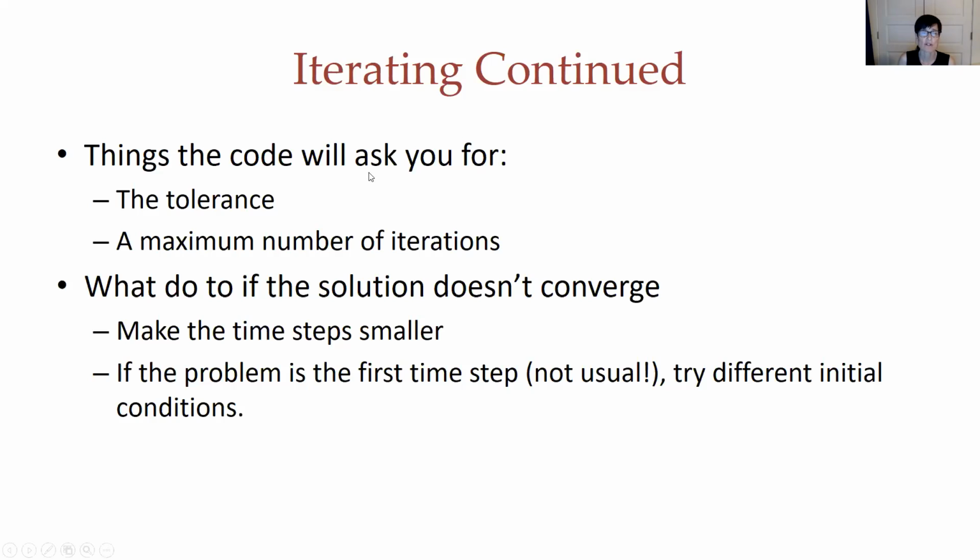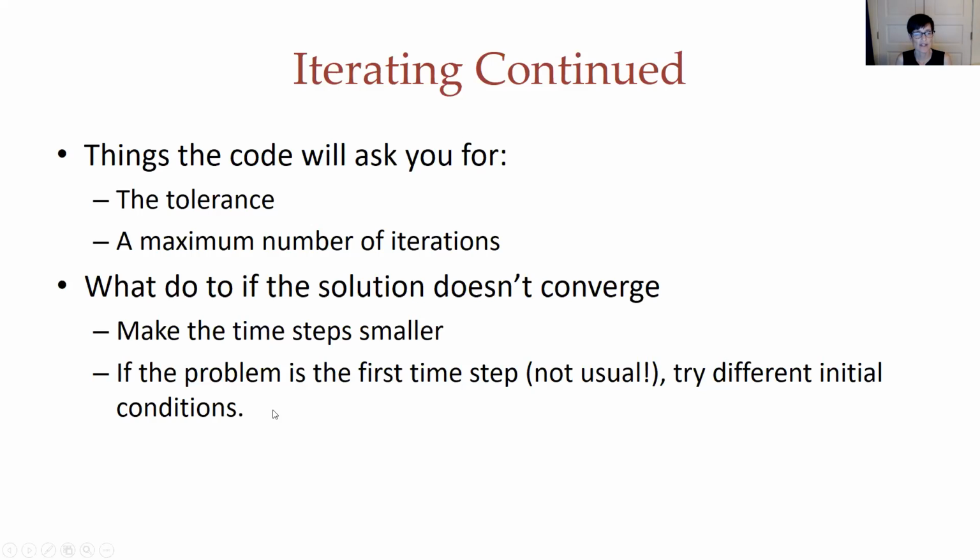And I'll tell you another secret: often the problem is the first time step. That's when you're starting at initial conditions, you've just imposed some new boundary conditions, and often things are changing quickly right then. If they change too much, it's hard for the solution to converge. So the secret is usually to make the time steps smaller. Sometimes you just need to try different initial conditions. So these are your two go-to things to do if the solution doesn't converge.